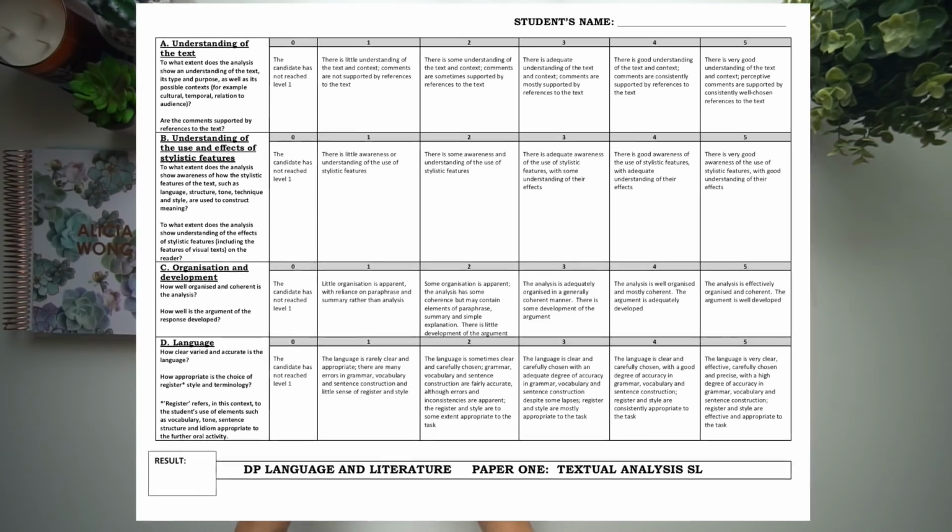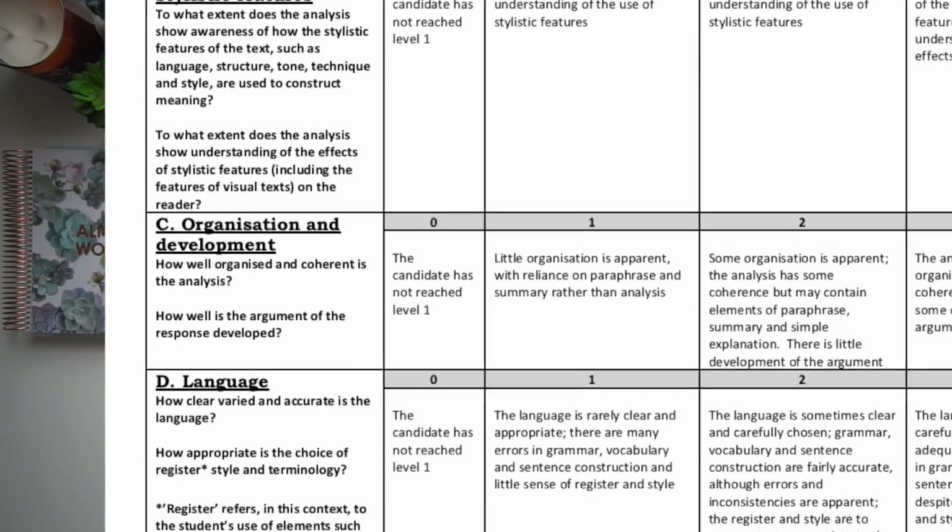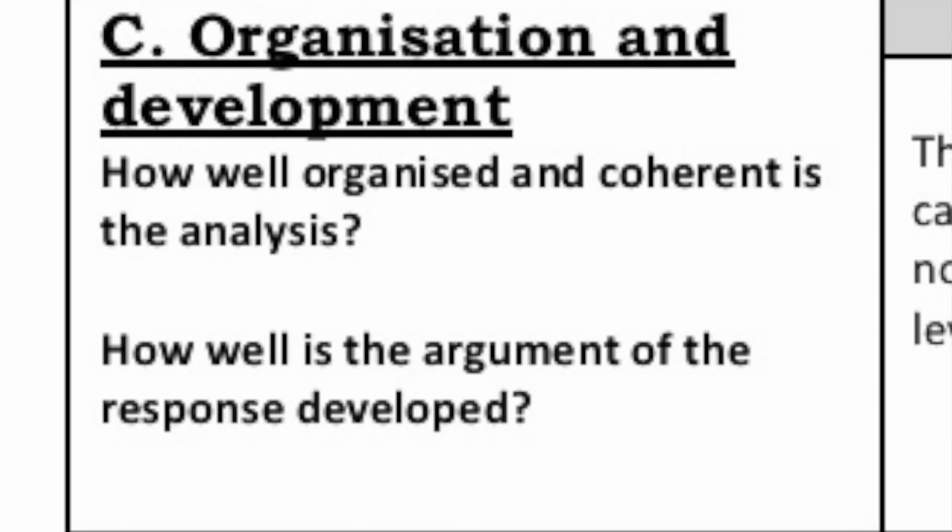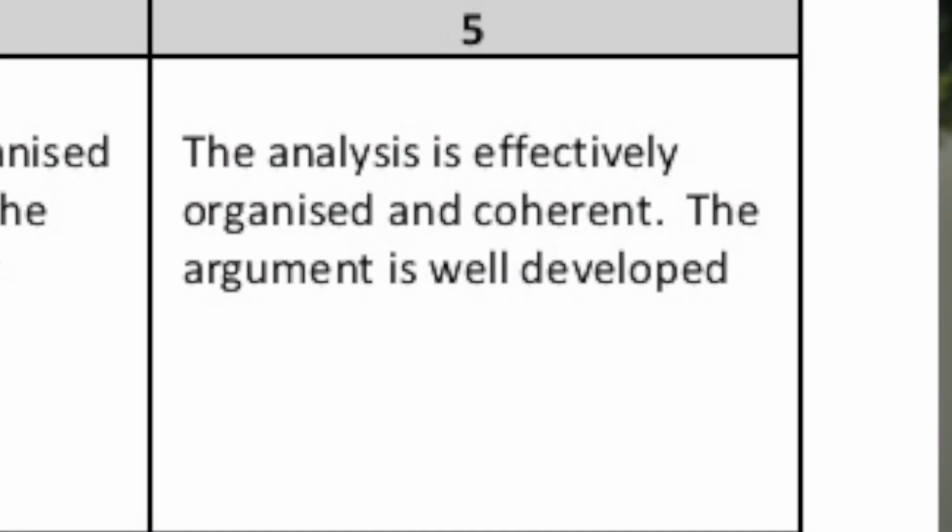The next section of the criteria is the organization and development of your essay. So this refers to how you structure your paragraphs. Do they flow nicely? And also, are you developing each point that you're mentioning to its full extent? To get top marks in this section, you have to be coherent and organized in your essay, as well as developing each and every point.